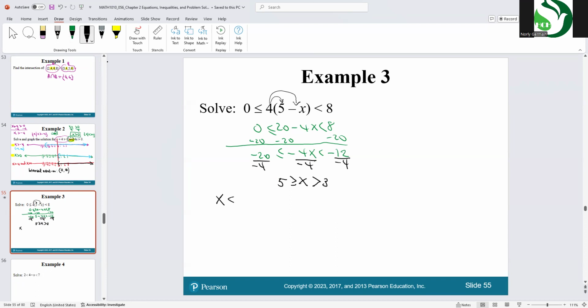X would be greater than 3, but less than or equal to 5. We write the exact same thing, but just in a different way. Now, this is the solution.